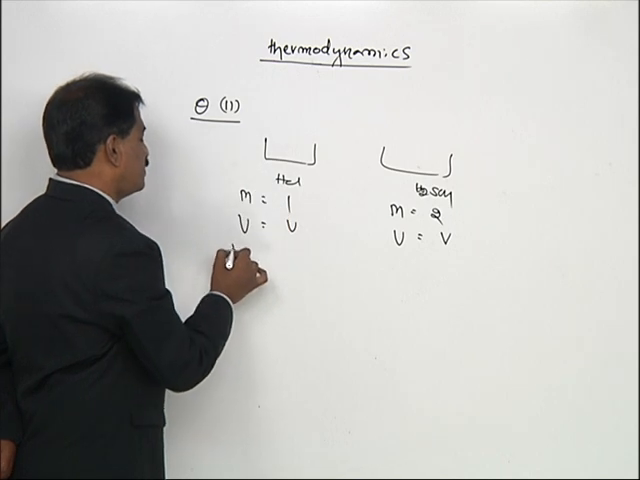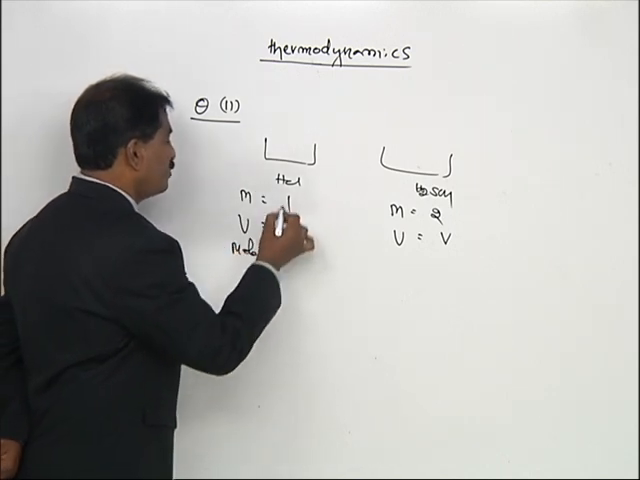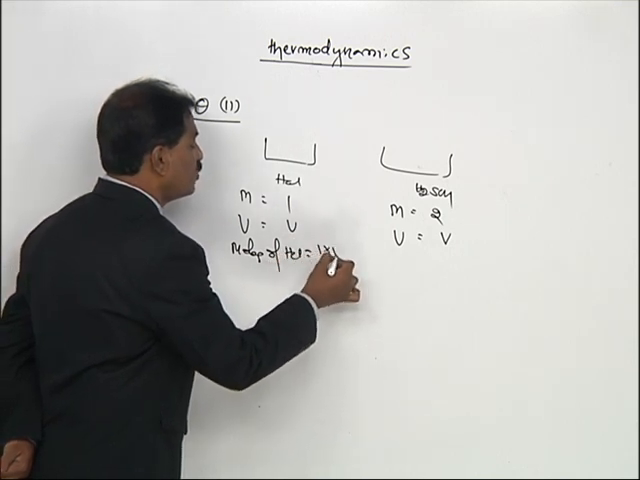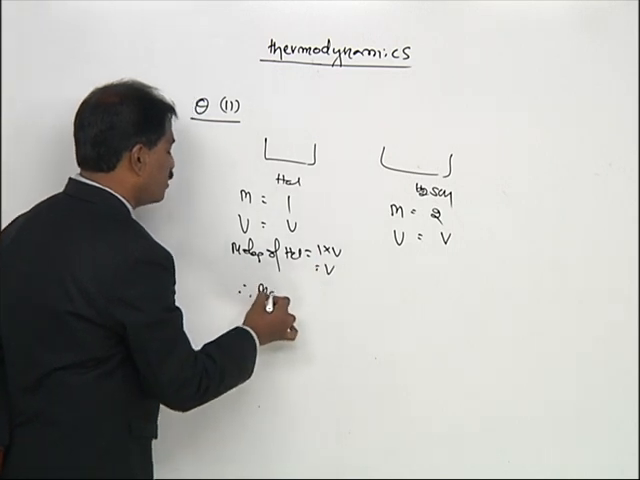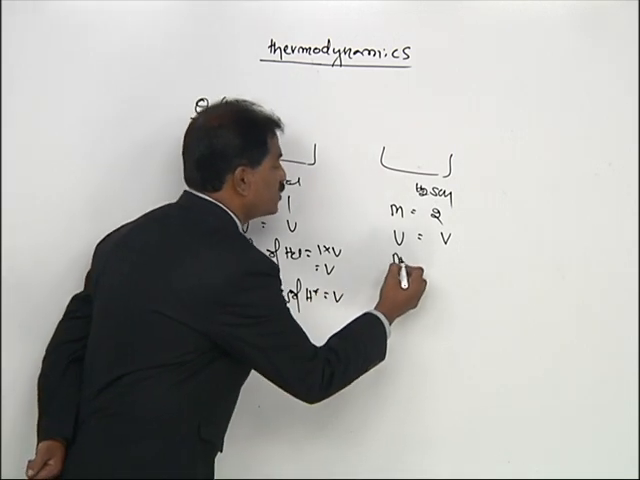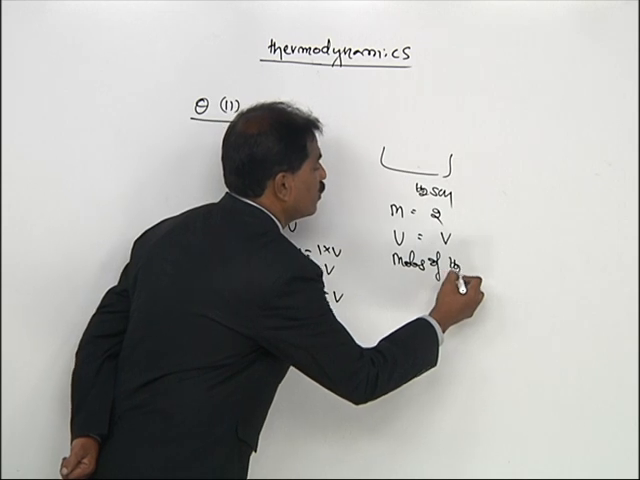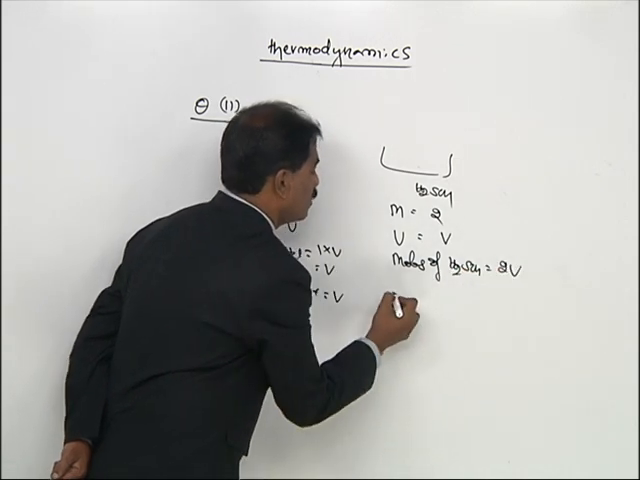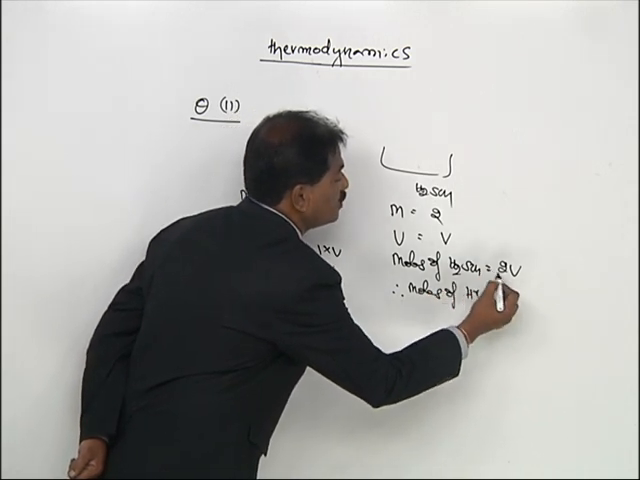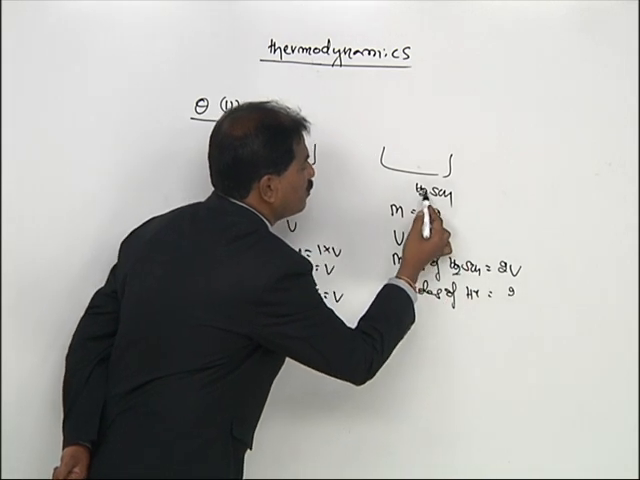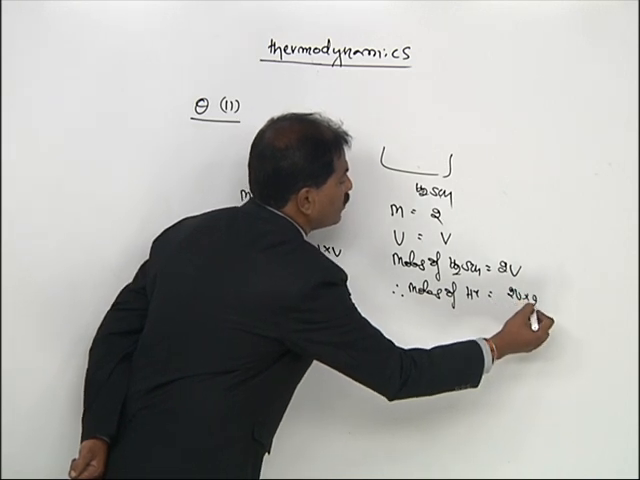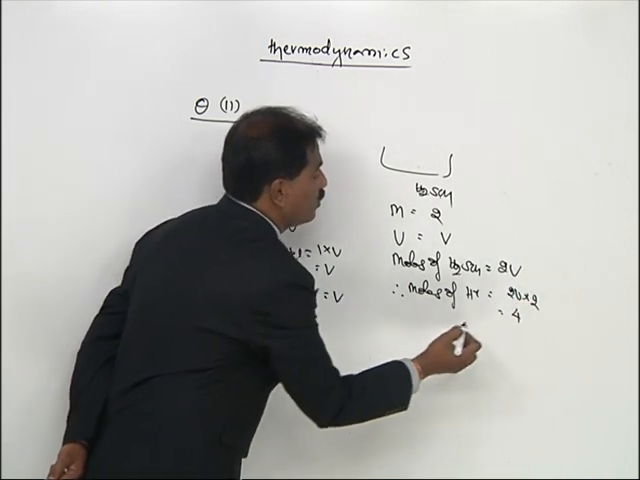Therefore, moles of the HCl is equal to moles of the H plus. Moles of HCl is equal to 1 into V, that is V. Therefore, moles of H plus is V. Similarly, moles of H2SO4 is 2V. Therefore, moles of H plus, 1 mole of the H2SO4 gives 2 moles of the H plus, therefore 2V into 2V. Wait.